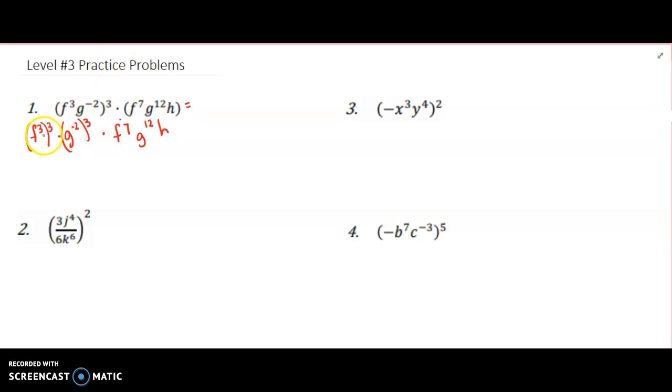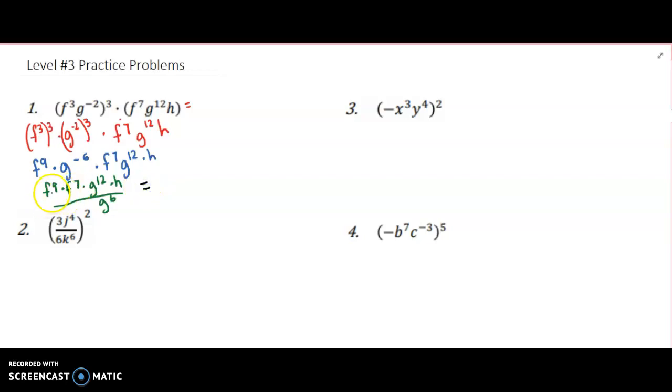Okay, so remember, if we have an exponent and then another exponent, we multiply those. So 3 times 3 is 9. So f to the 9th times g to the negative 6th times f to the 7th, g to the 12th, h. Okay, key to these guys is going step by step. So this negative 6 needs to go to the bottom. So f to the 9th times f to the 7th times g to the 12th times h over g to the 6th.